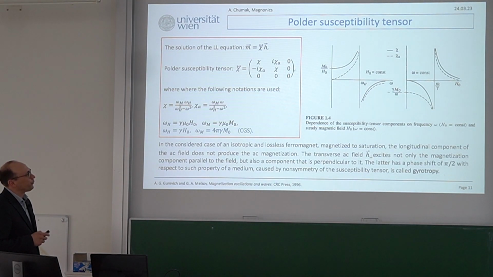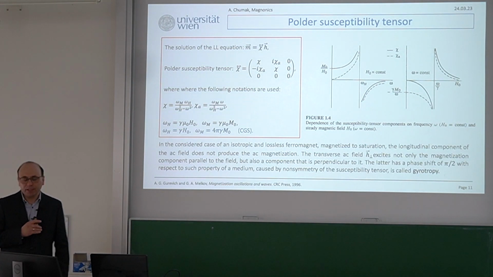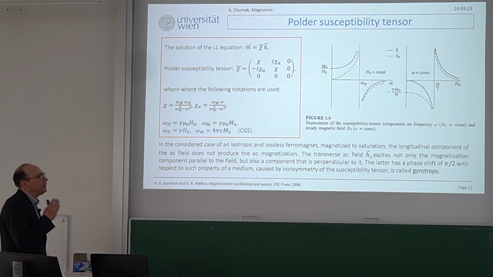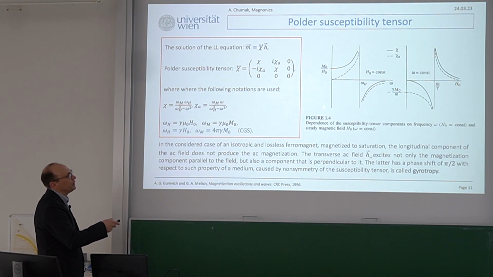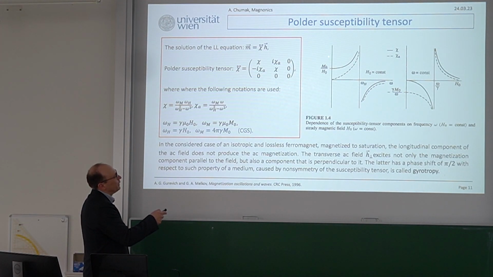Good. So, what does this tensor mean? You see, we have here a very suspicious thing, omega_H squared minus omega squared, because in this case we do not consider damping, and it means if your omega is equal to omega_H, the susceptibility tensor goes to plus infinity or minus infinity. So here are shown these two parts of the susceptibility tensor, chi and chi antisymmetric, one as a solid line and one dashed, as a function of frequency.